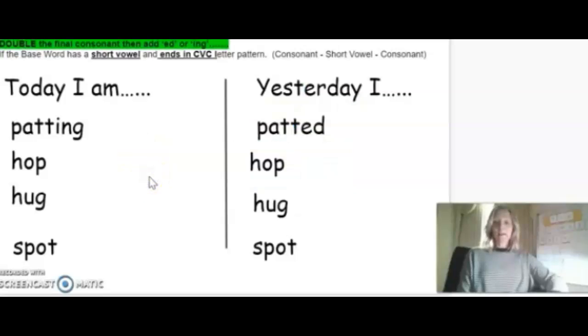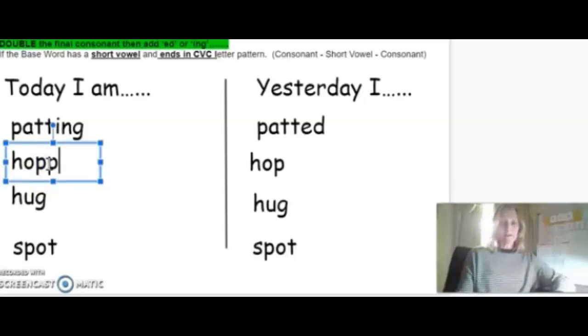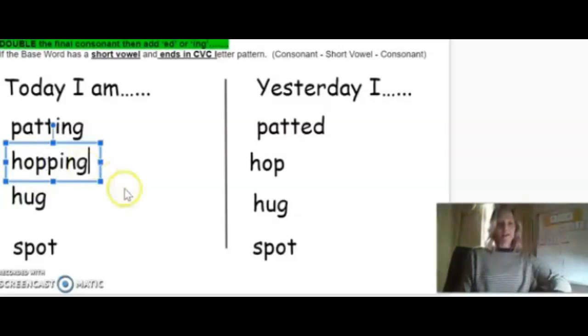Today I am patting. Yesterday I patted. Let's do one more together. The base word is hop. It fits the consonant vowel consonant pattern, so we know it's going to be a doubling of that P there. We need to double that last P and then add ing. Today I am hopping. Yesterday I hopped.